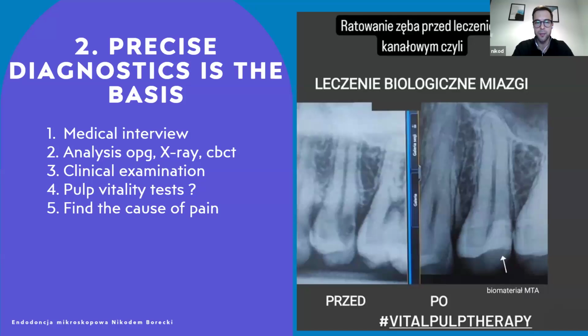The vitality test, the cold test, was positive, and I informed the patient that maybe in the future a root canal will be needed. You always need to inform the patient when you do vital pulp therapy that we cannot give him 100% certainty that a root canal wouldn't be needed in the future.